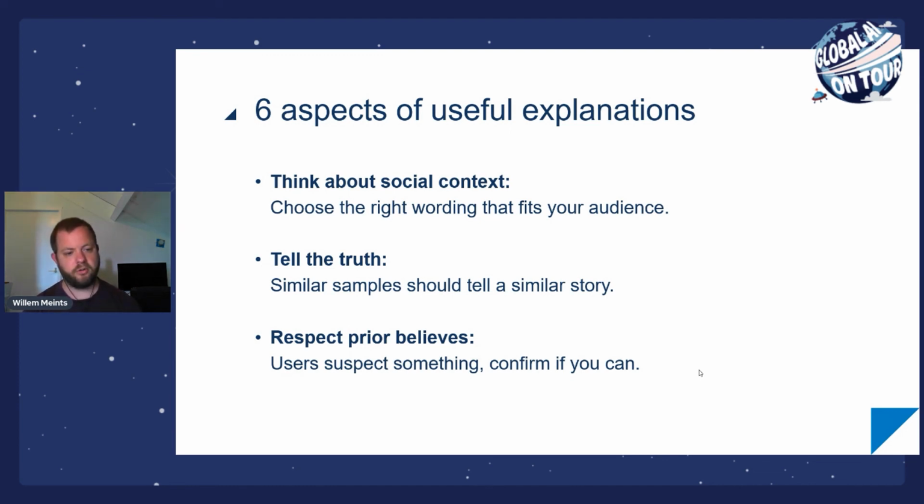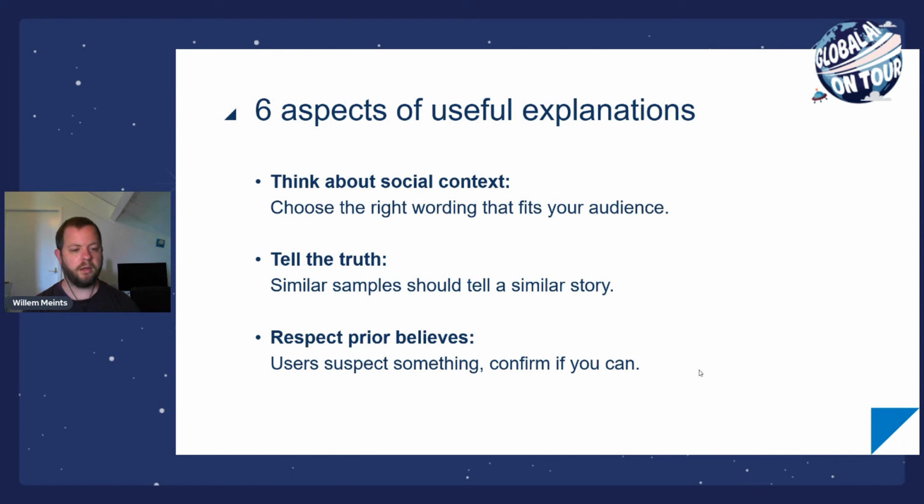So the 5th one, tell the truth, is a really important thing. This might actually be in contrast to limiting your explanation, but it really isn't. Telling the truth is, if you have an explanation for one sample and you have another sample that's very similar to the first one, it should produce the same explanation, not a completely different one. If you get a completely different explanation for similar samples, then you've probably used the wrong explainer, and there's something going on that the explainer can't handle. There's no one explainer that works for every model. There are many explainers, actually, that you can use.